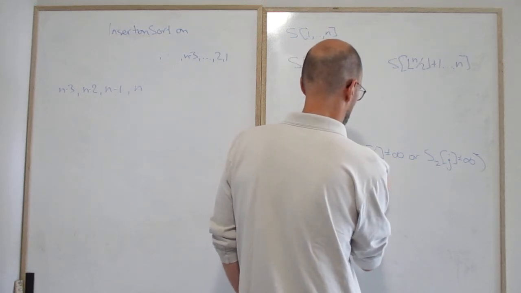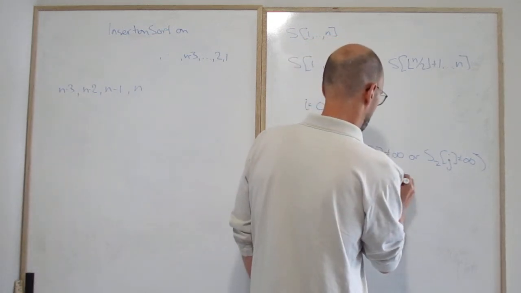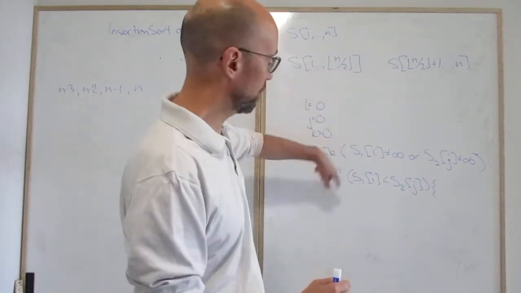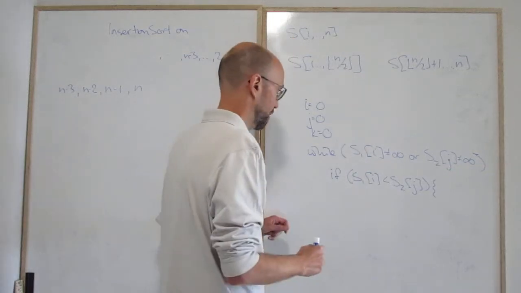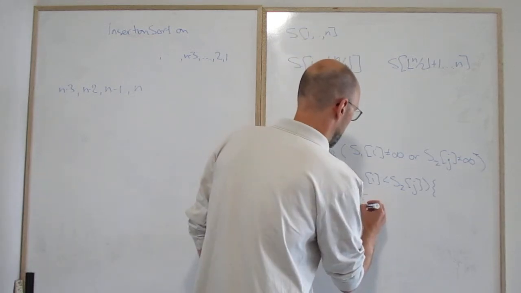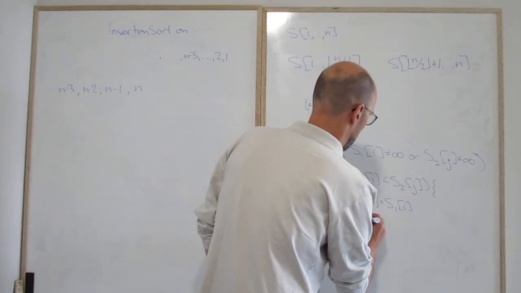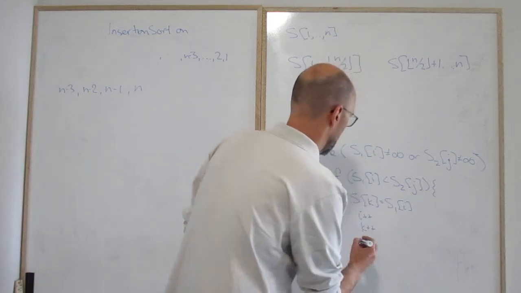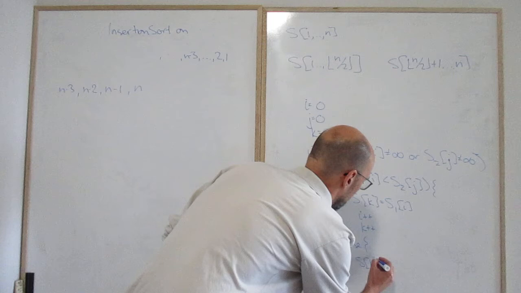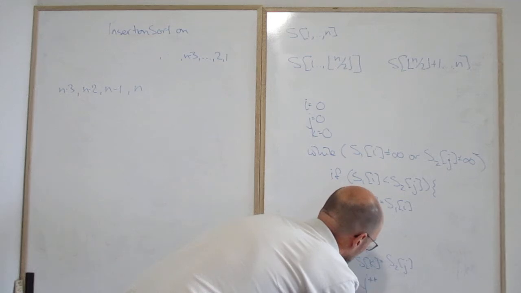If S1[I], there might be a mistake in this, I haven't actually tried it, is less than S2[J], then, so this is going to come up in the next lecture when we discuss some other stuff, then S is the output, S[K] equals S1[I], I plus plus, K plus plus, and then you say else S[K] equals S2[J], J plus plus, K plus plus.